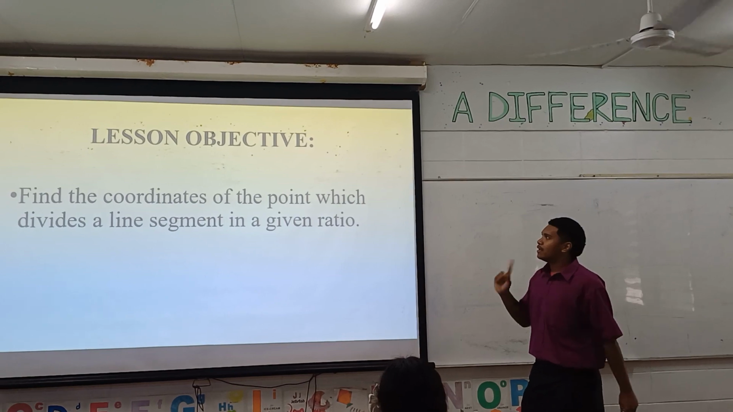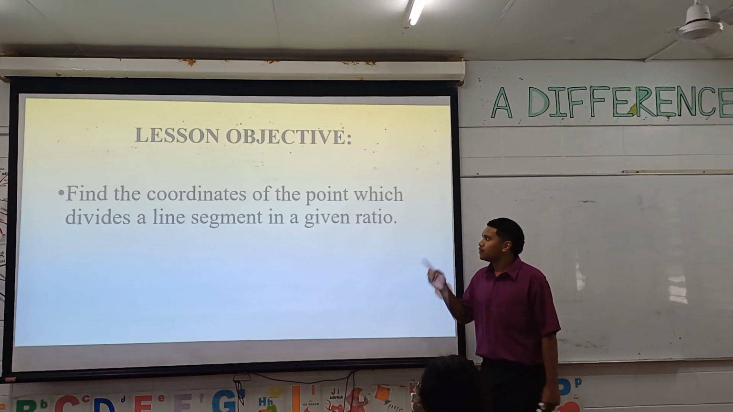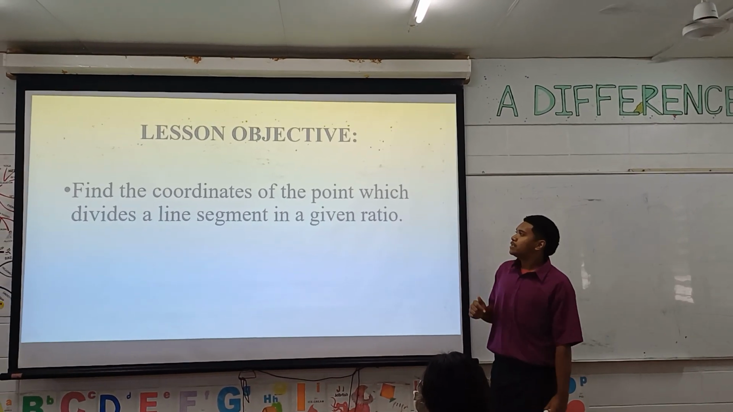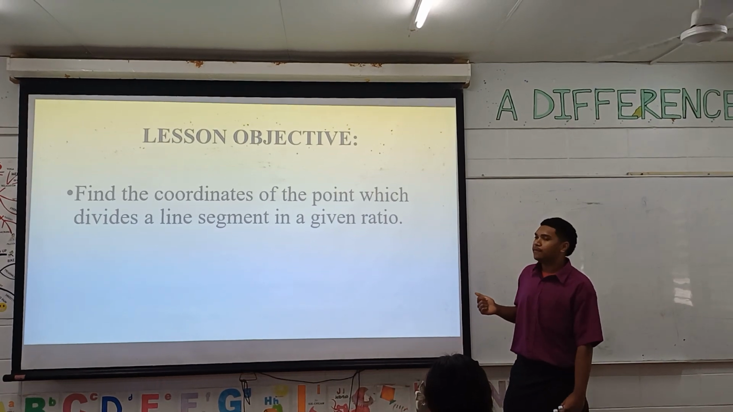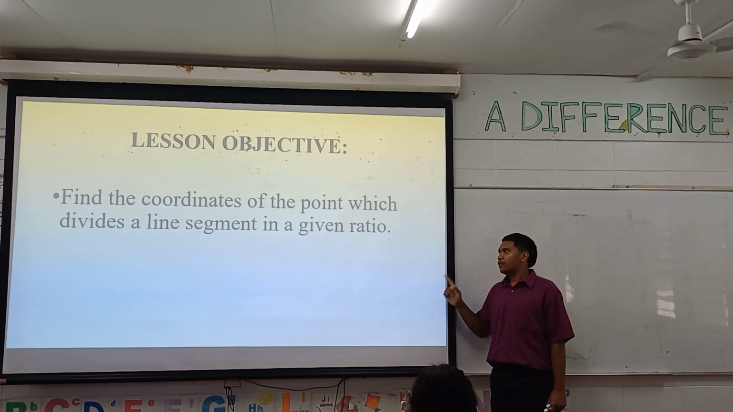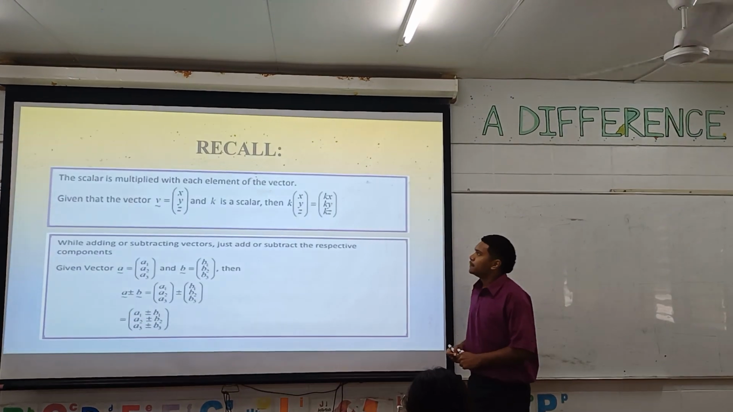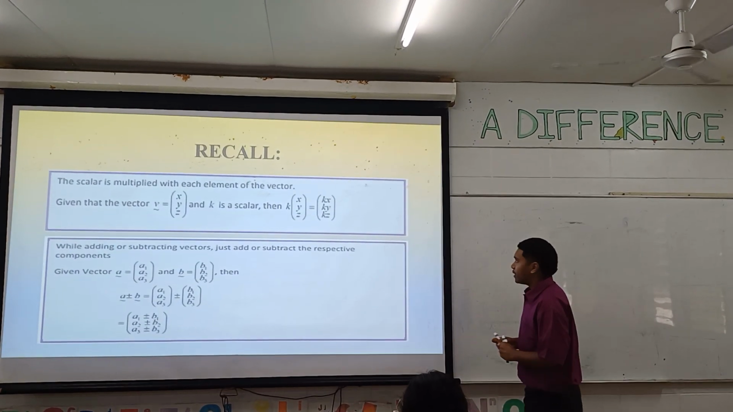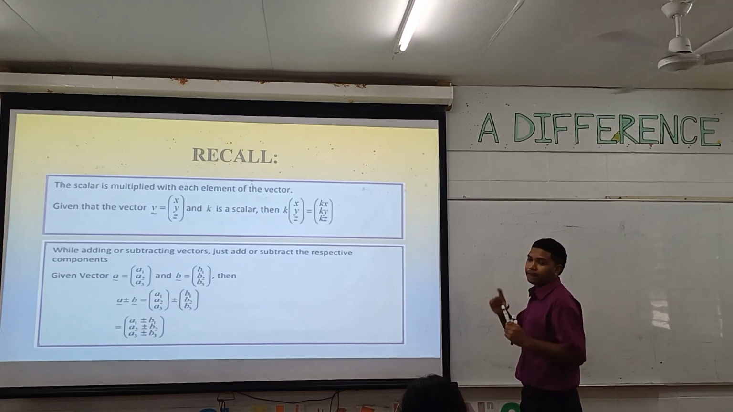Okay, our lesson objective for today is to find the coordinates of the point which divides a line segment in a given ratio. These are the questions I will ask in your short test and your final exams. Can you recall how to multiply and add vectors?